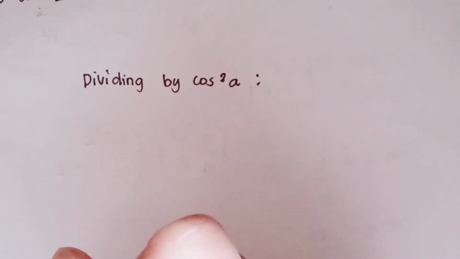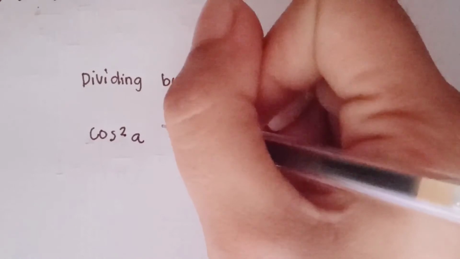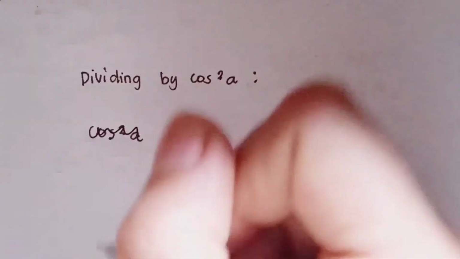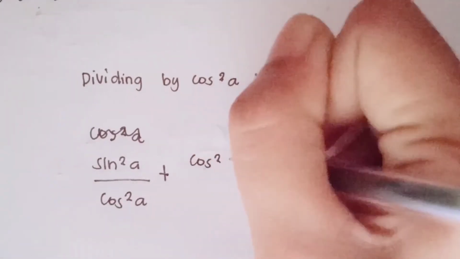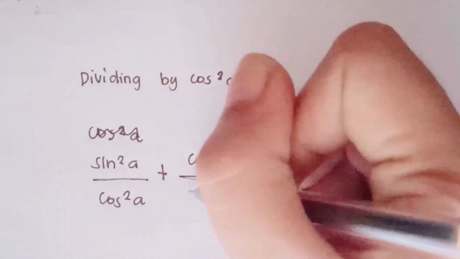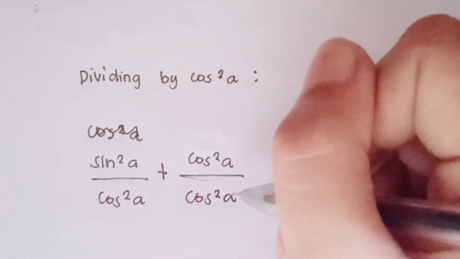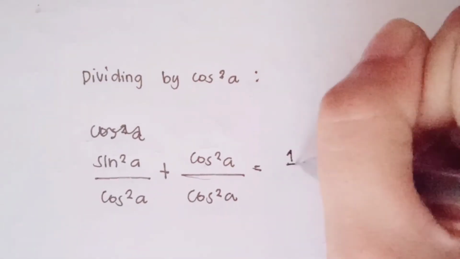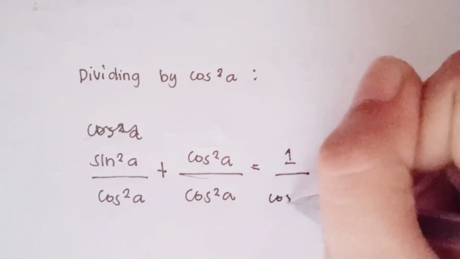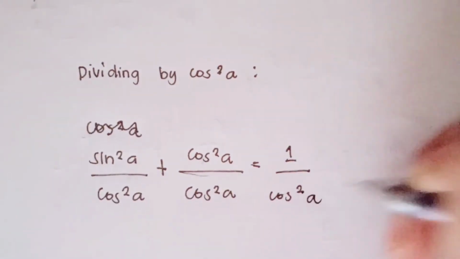Next, we will divide both sides of the fundamental formula by cosine squared alpha, to give sine squared alpha over cosine squared alpha plus cosine squared alpha over cosine squared alpha equals 1 over cosine squared alpha.